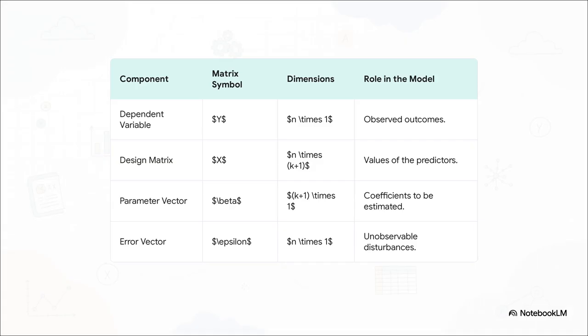And as you can see in the table, y is just a big column of all our outcomes. X is our design matrix. That's just a fancy grid holding all of our predictor data. Beta, that's the column of coefficients we're hunting for. And epsilon is what's left over, the errors. It's the whole shebang right there in one tidy package.